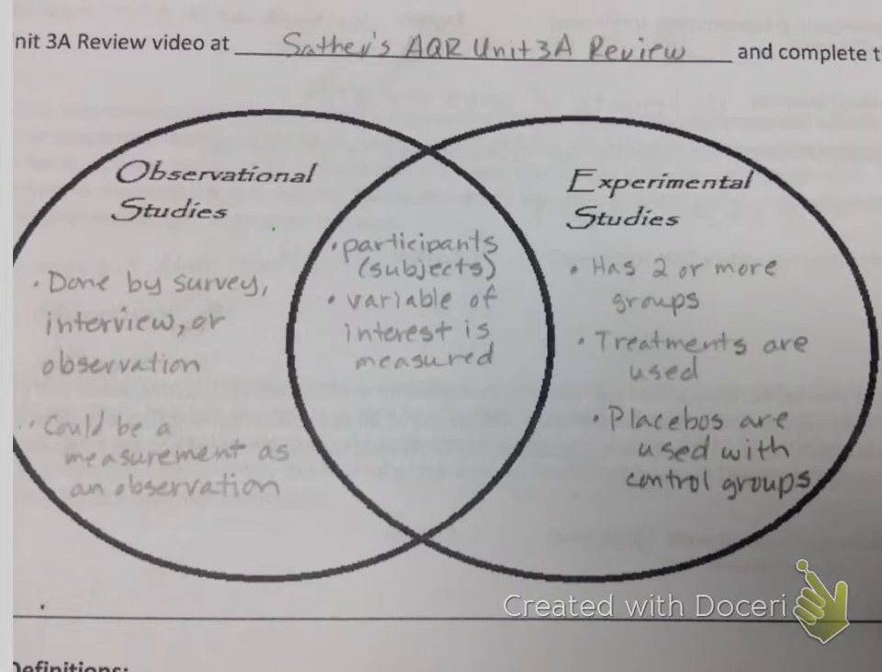And experimental studies are a little different because in these studies they always have 2 or more groups and treatments are used so that they can see if something is more effective than something else. And then placebos are often used with control groups in an experimental study. So experimental studies are doing something to or with somebody or something, and observational studies are just kind of watching.